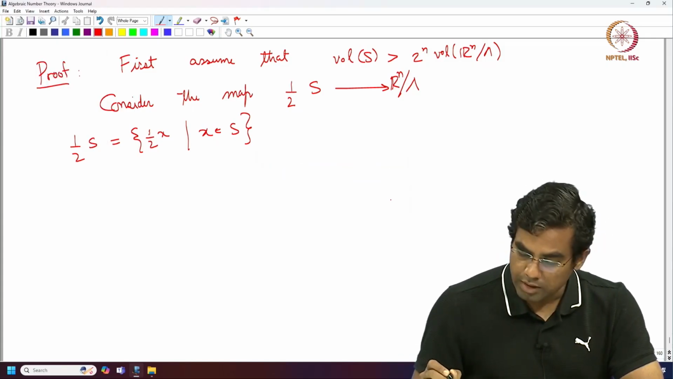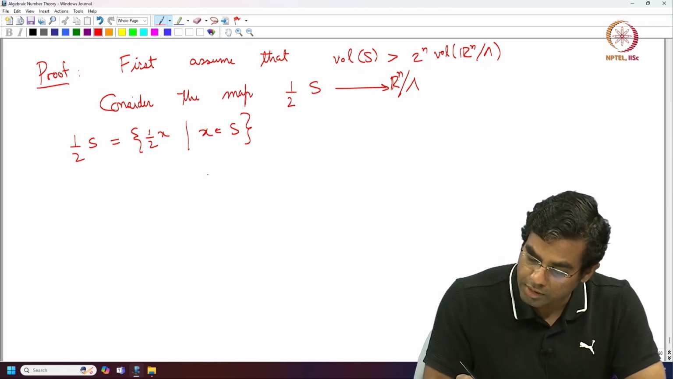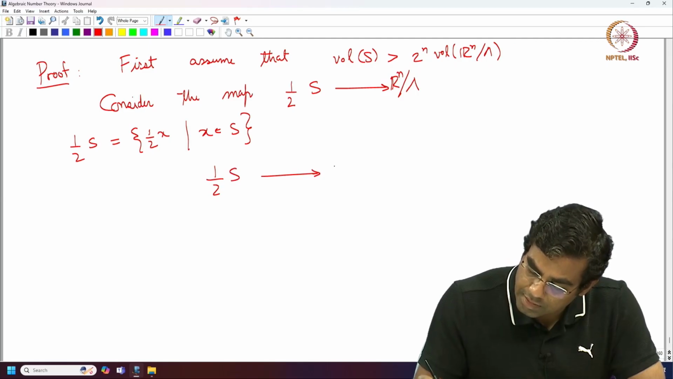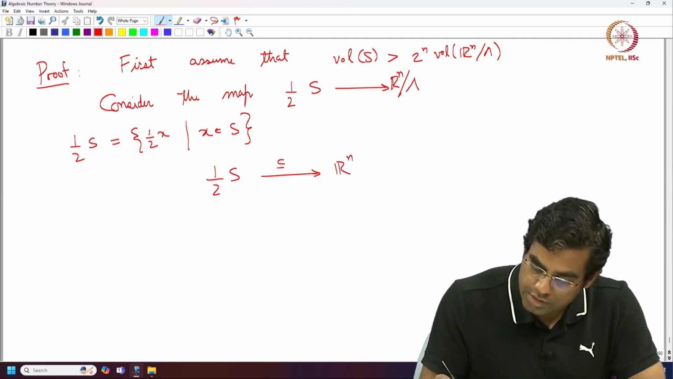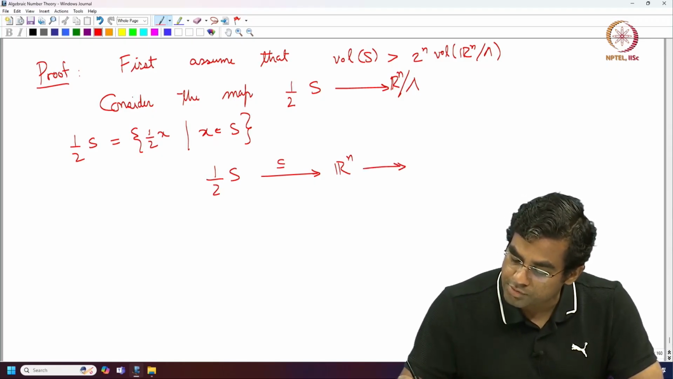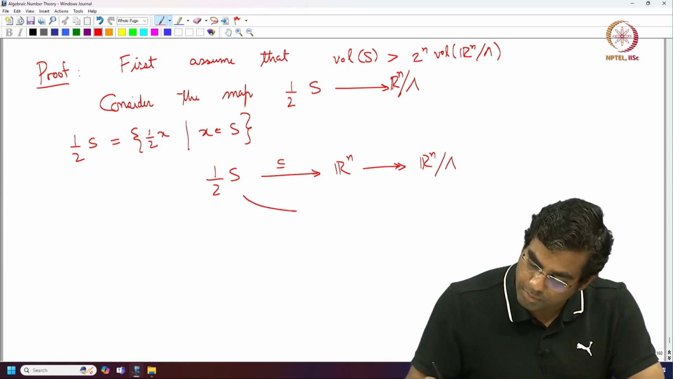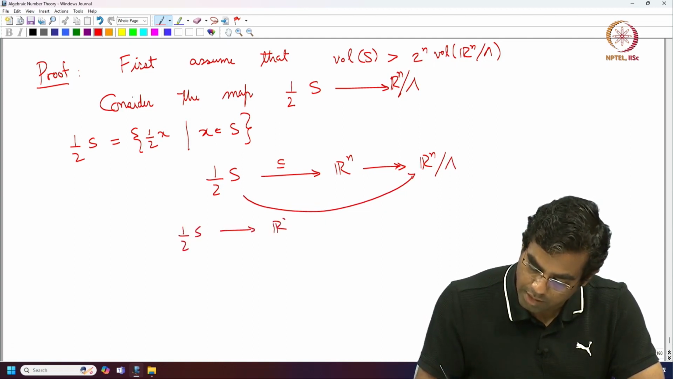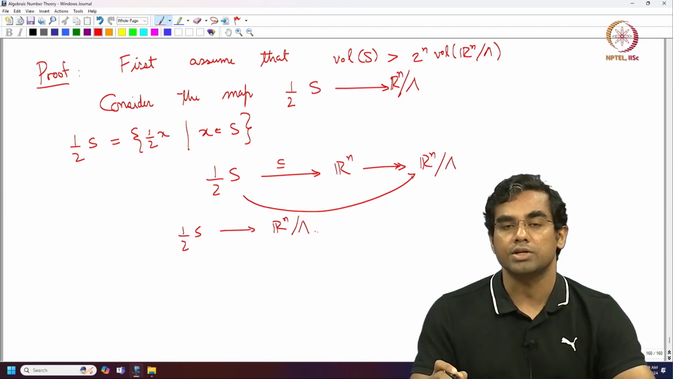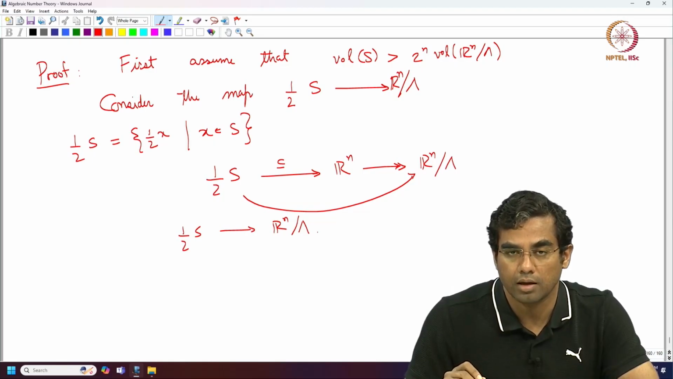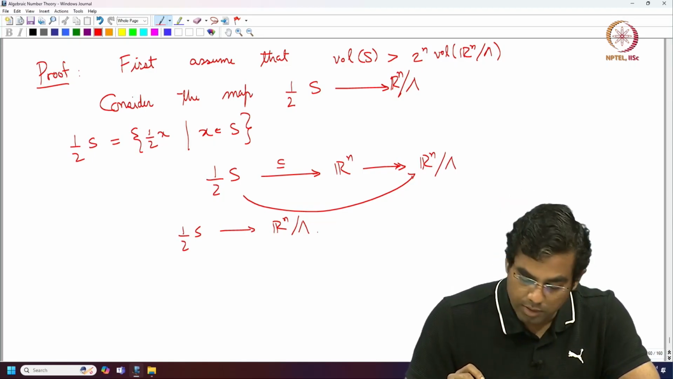Anyway, and what is this map? Let me try to tell you what this map is. So, half of S is contained in R to the n. There is a natural inclusion map like this, and from R to the n there is a natural surjection to R to the n mod lambda, and what I want is the composition of the two. So, this is the map half of S going to R to the n mod lambda. So, there is a natural map like this, it is just induced by inclusion of half of S in R to the n.